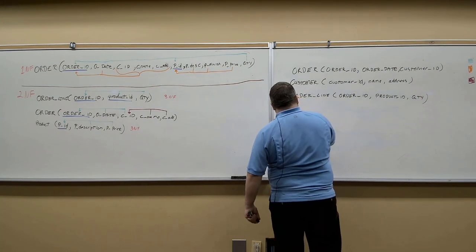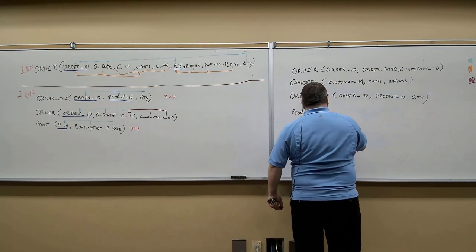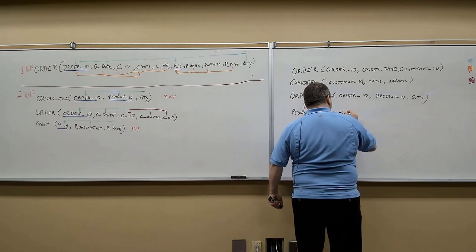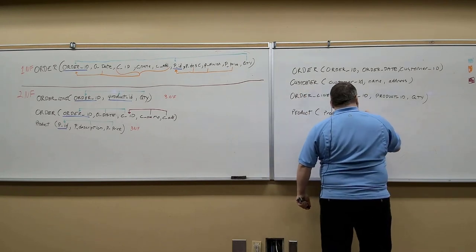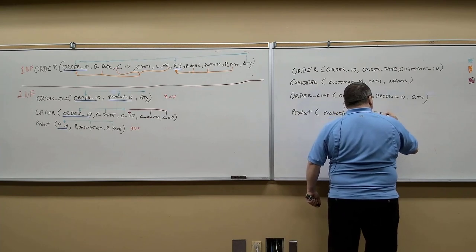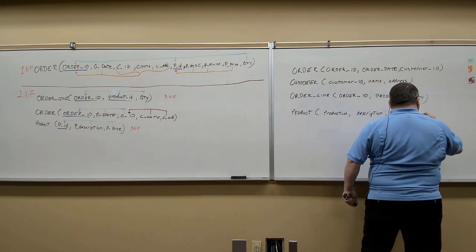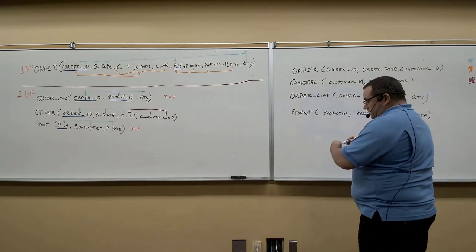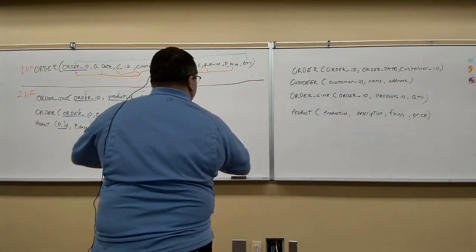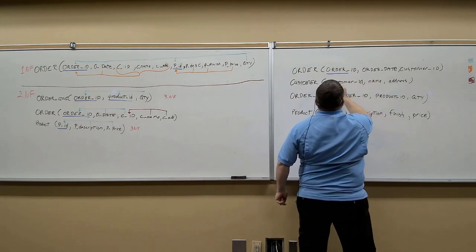And the last one we have is the product, which has the product ID, description, the finish, and the price. And let me grab my blue marker. We now have four entities.